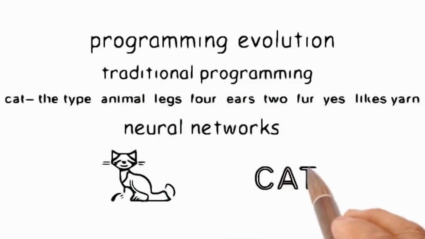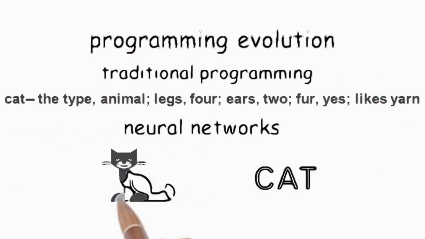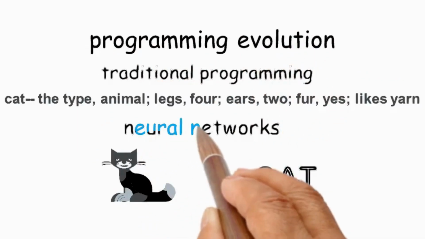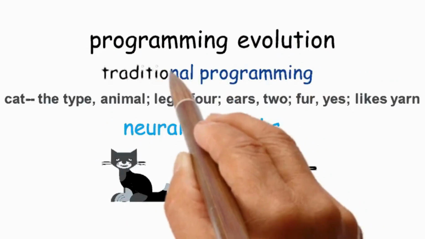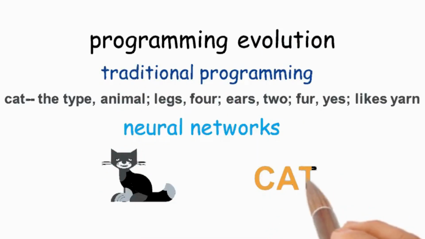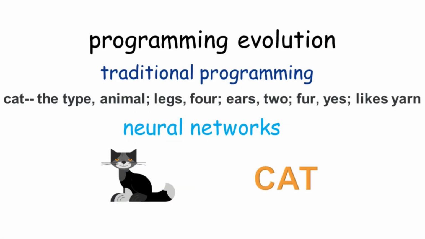In traditional programming, we used to hard code the rules for distinguishing a cat: type, animal; legs, 4; ears, 2; fur, yes; likes, yarn. In the neural network way, we could give the network pictures of cats and dogs and ask, is this a cat? It will predict a cat.